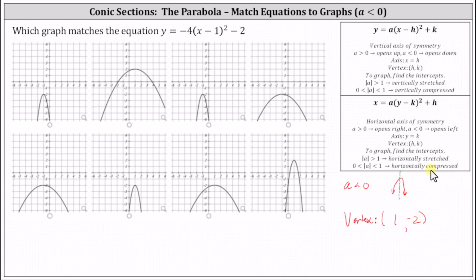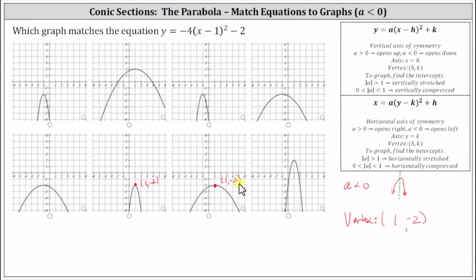Let's see which of the parabolas that are given open down and have a vertex of 1, -2. Only 2 of the parabolas actually have a vertex of 1 comma -2. Both are in the second row. This parabola opens down and has a vertex of 1 comma -2, and so does the next graph.